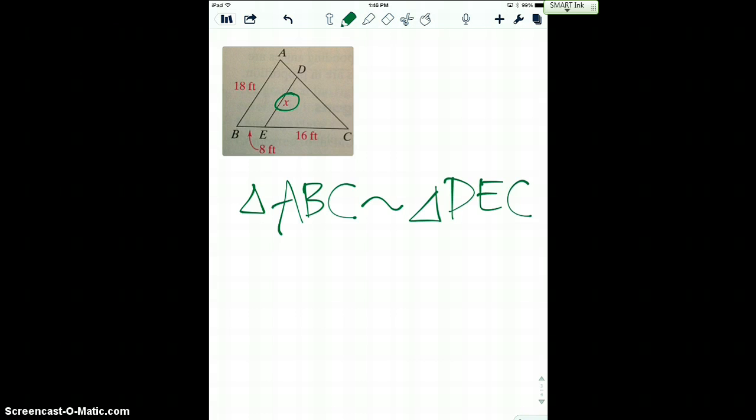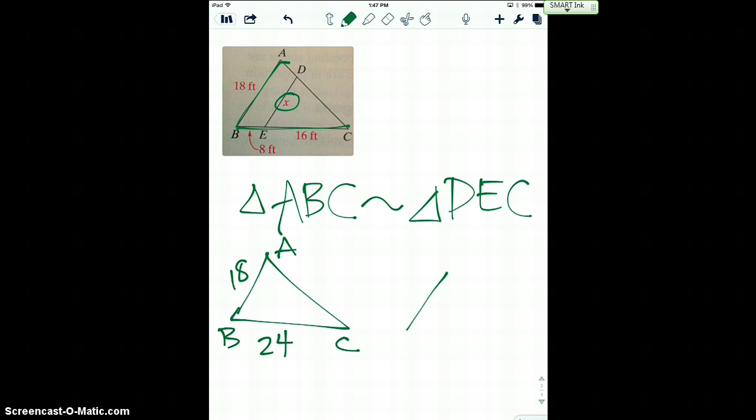Now the hard part in this problem is that the two triangles are overlapping. So what I would do first is split them up. I'm going to draw triangle ABC, and I'm going to write what I know. I know AB is 18. I know B to C is 8 plus 16, which is 24. And I don't know AC, so I'll leave that blank.